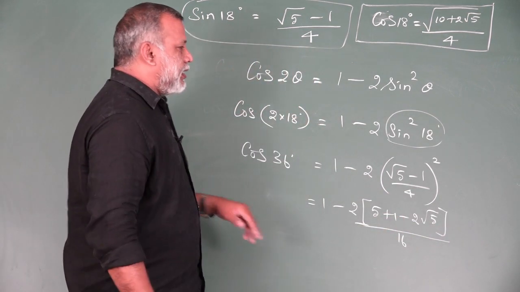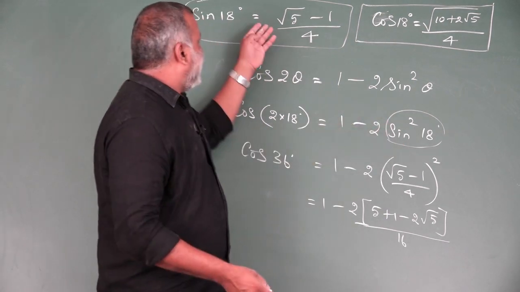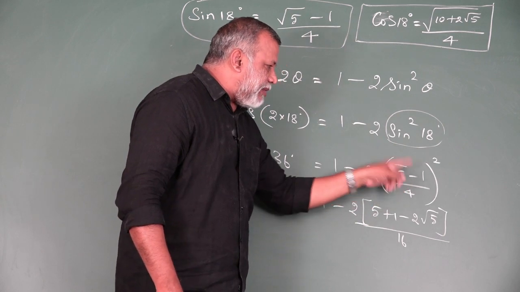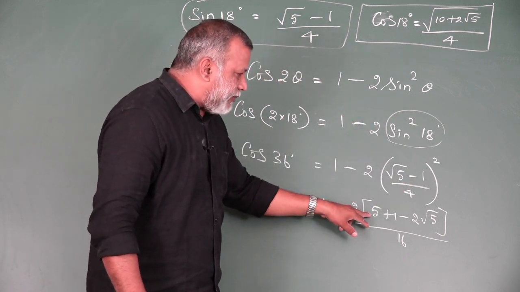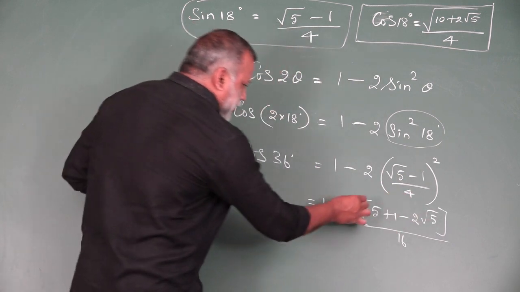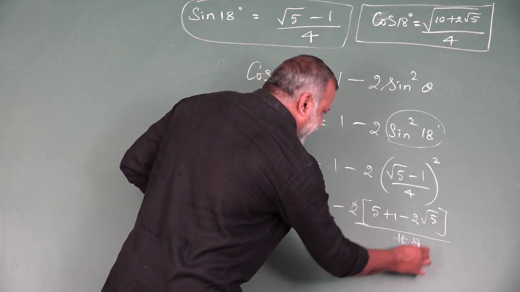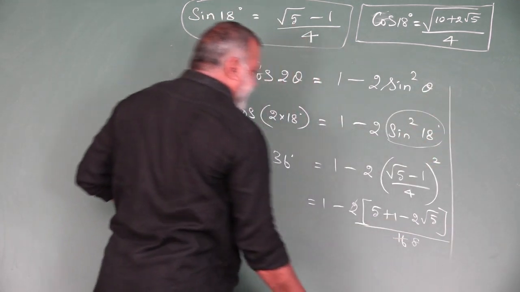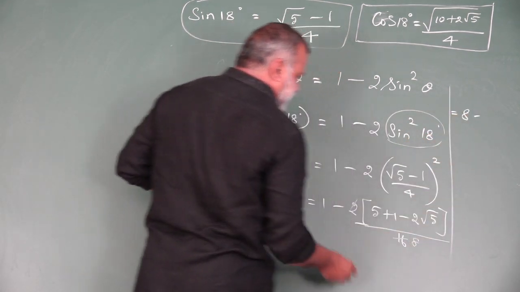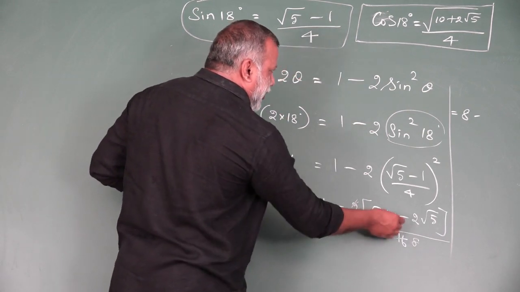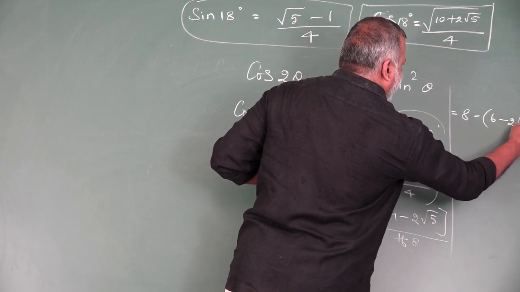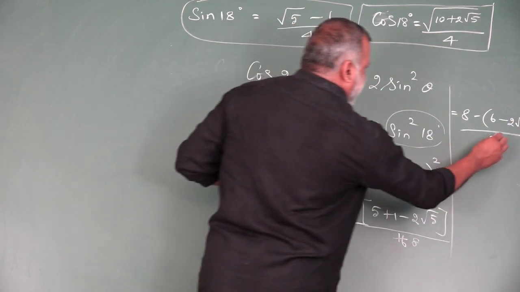So replace sin 18 in terms of root 5 minus 1 divided by 4, the whole square. Expand this one. It is in the form of a minus b the whole square. A squared means 5, b squared means 1, minus 2 root 5, divided by 16. These 2 and 16 will be cancelled. Now after that take the LCM here, 8, minus 2 and 16 will be removed. 5 plus 1 becomes 6, again minus 2 root 5 divided by 8.